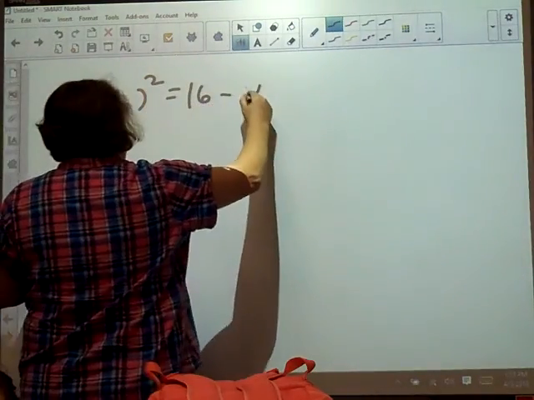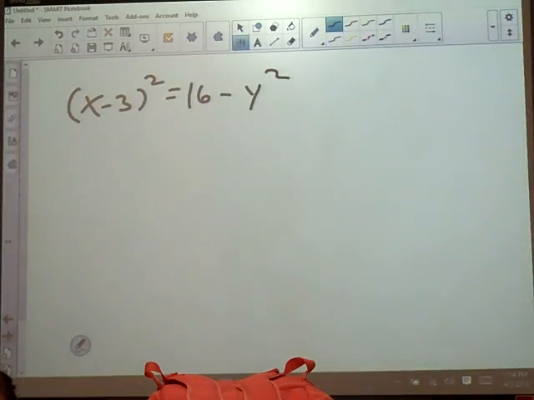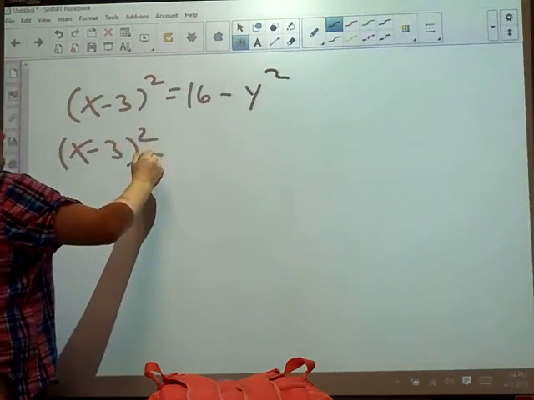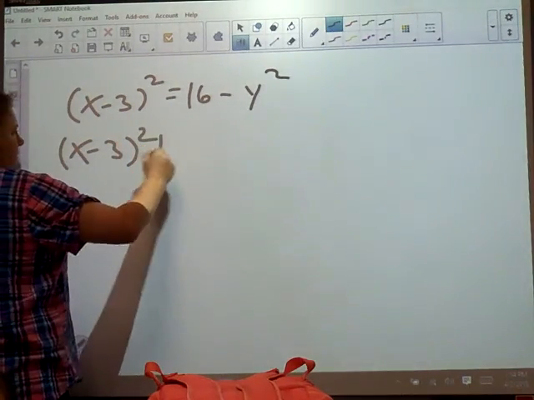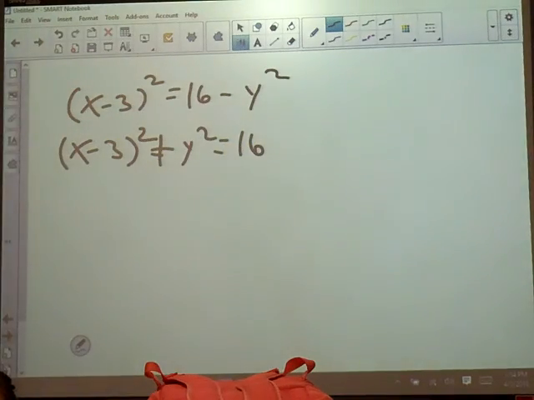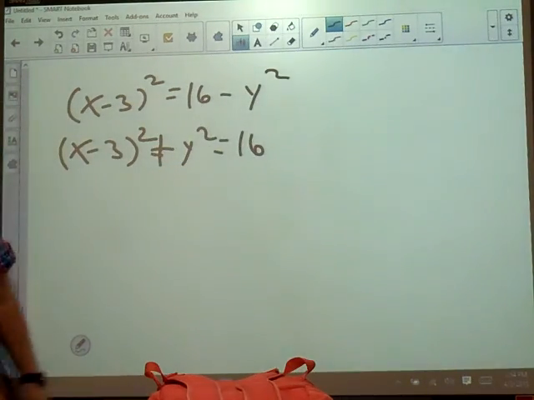Alright, we know it's not a parabola because we've got squared on both variables, so we can mark parabola out. Alright, so I need to move the y squared over to the same side with the x squared. So I've got x minus 3 squared. It's being subtracted, so I'm adding it. Alright, so they are correct. This would be a circle with a center 3, 0 and a radius of 4. Good job, fellas. Yes, sir.